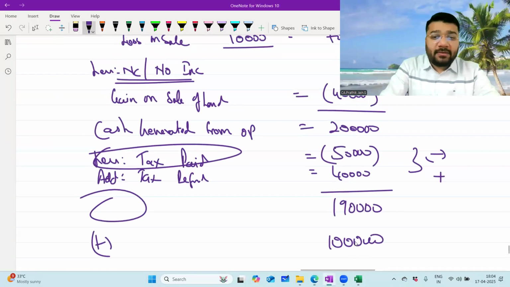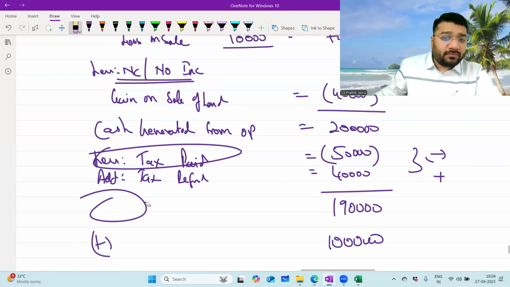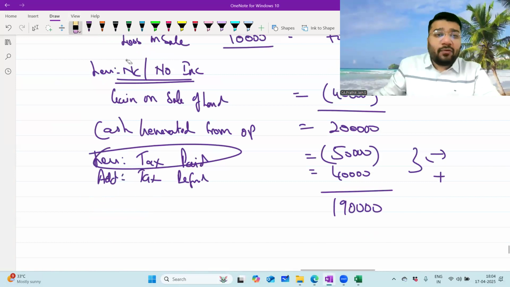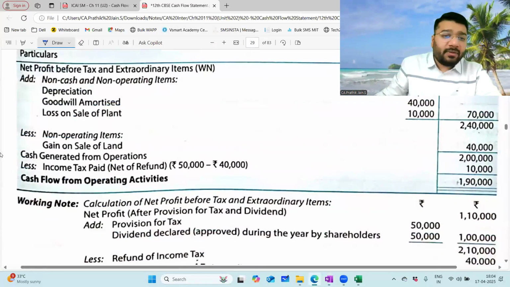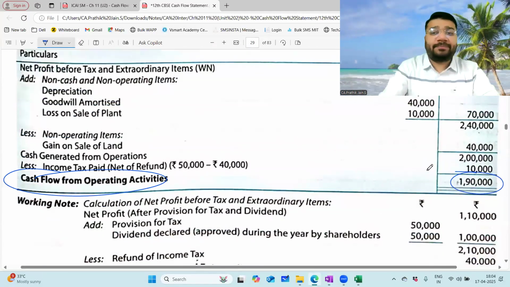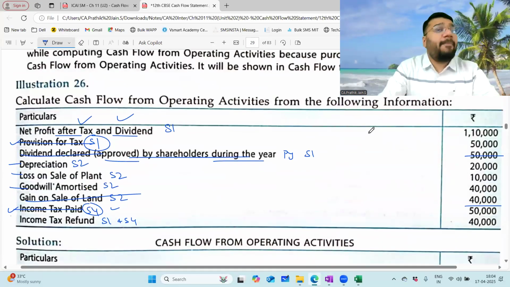What is the final answer? 1,90,000. That is cash flow from operating activity. Let's cross check the answer. 190, cash flow from operating activity. Easy.